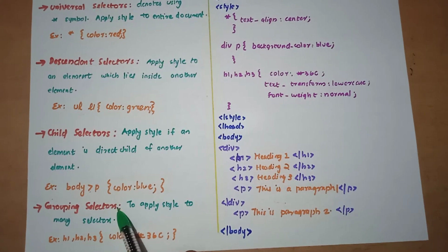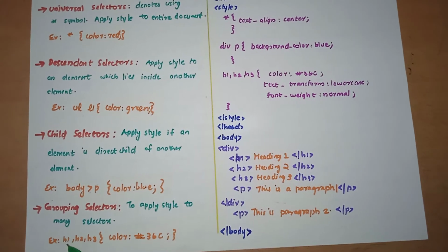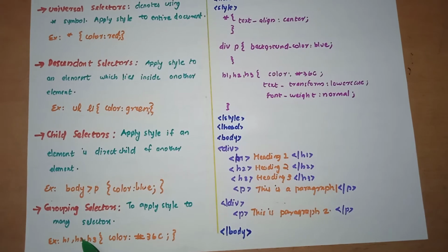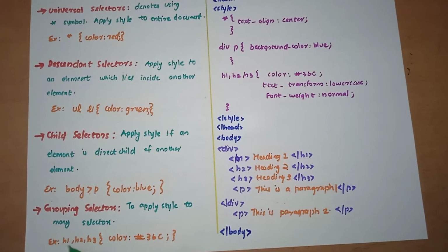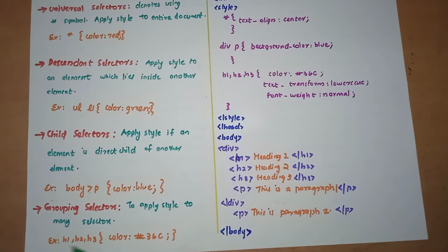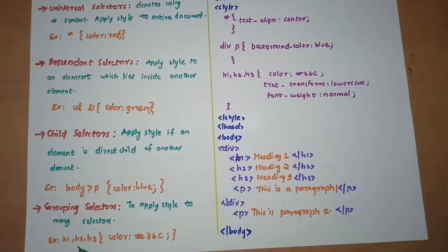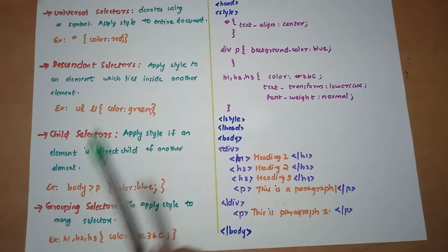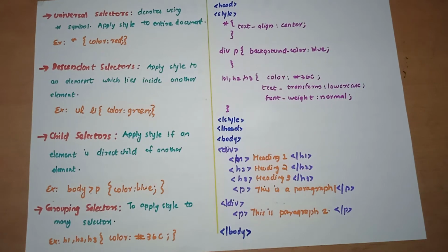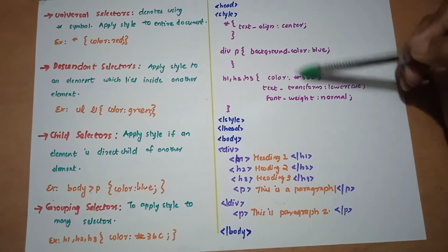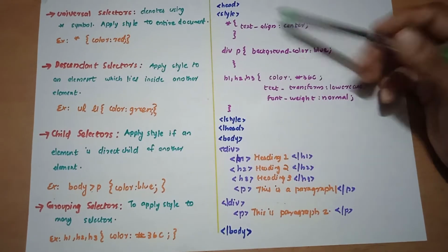To define grouping selectors, all you need is to specify each of them and separate them using commas. So all the styles will be applied like this. And let's see how the code is written, or how we can apply this to our web page.